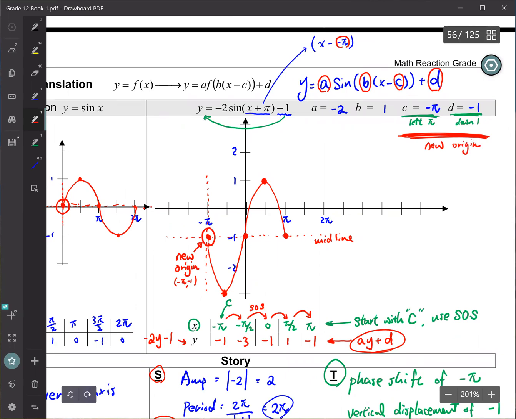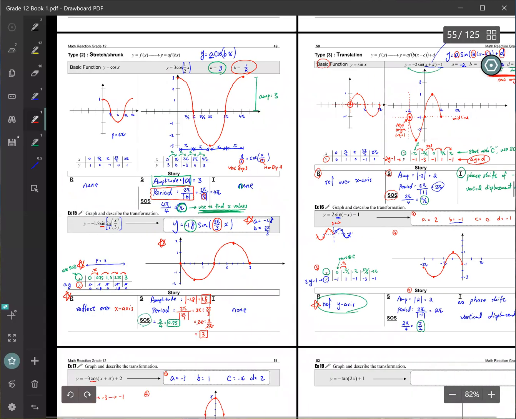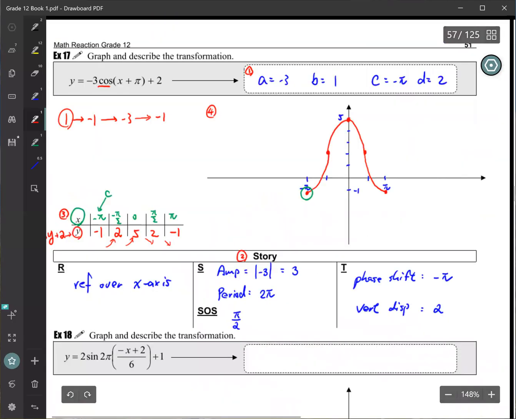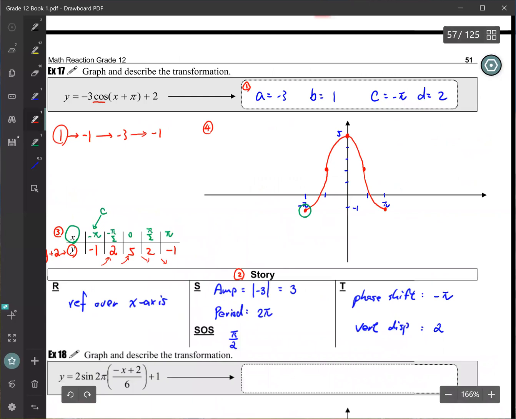Because it tells you how the graph was moved. Okay, so let's look at the question then. The CD we have is negative pi over 2. So the new origin should be at negative pi over 2. And let's see how we draw that.